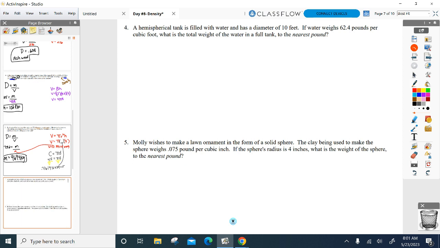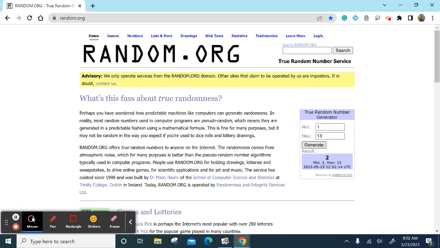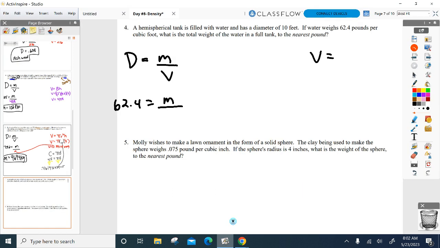What's the weight of the water? All right, so we're doing mass again. D equals M over V. Density is 62.4. What's the mass? All right, help me find the volume from yesterday. Hemisphere. What you guys got for me? Volume of a hemisphere.